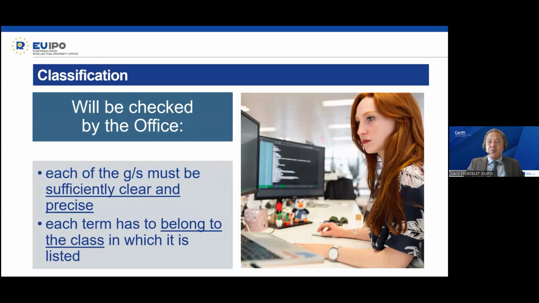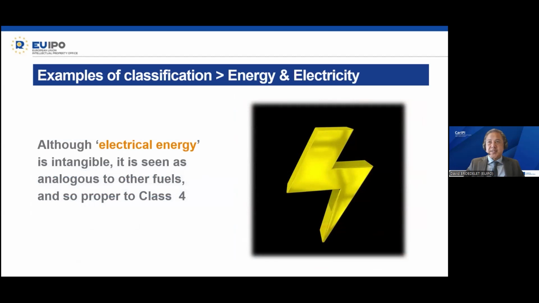And then, like you saw before, what we check is that each of the goods and services must be sufficiently clear and precise, and it has to be in the correct class. Now, we have an example related to energy and electricity. So electrical energy, of course, is something that you do not see. This is to be considered the same as other types of fuels. So it's a type of fuel, and this is why it is supposed to be in NIS class 4.